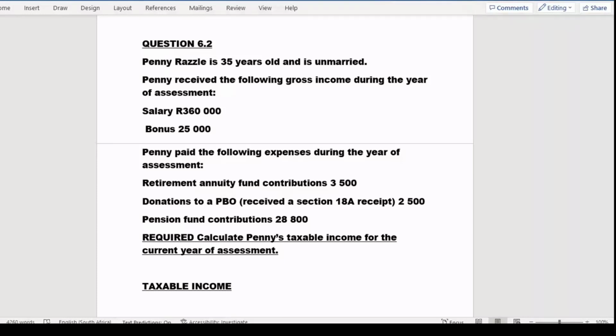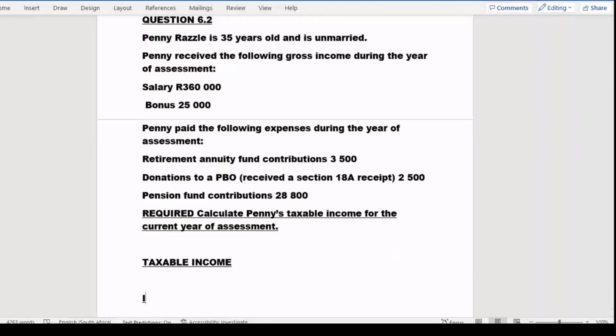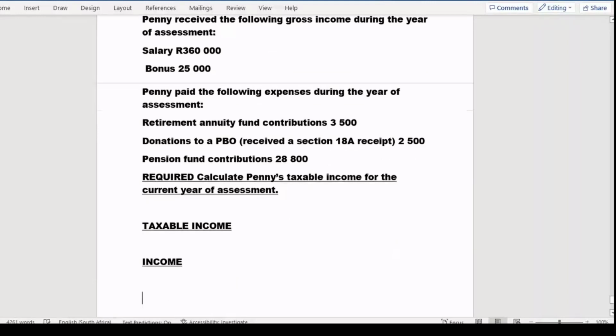All right, let's look at how it goes. It says that you need to calculate the taxable income. The first thing you must know is that you start with your incomes. In this instance, your incomes are your salary and your bonus.